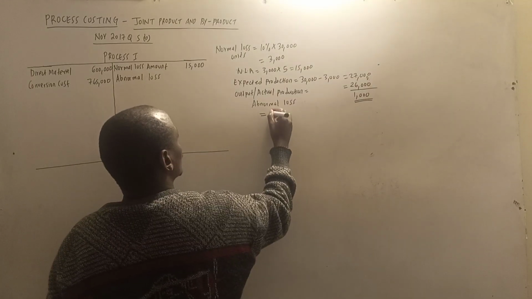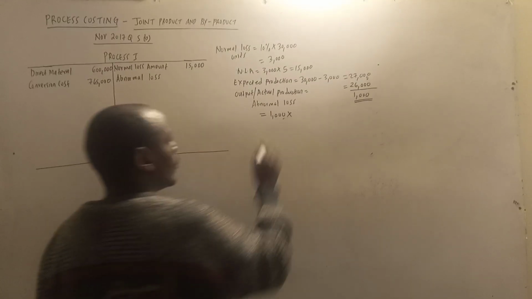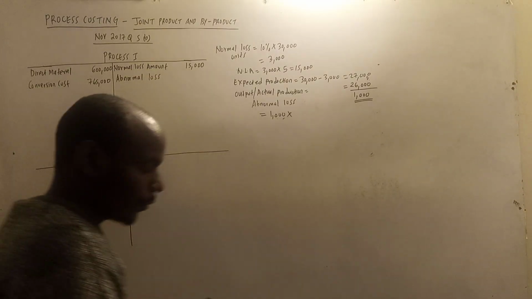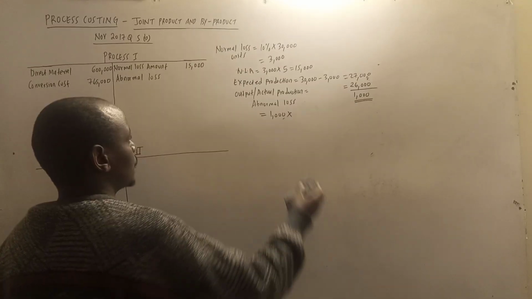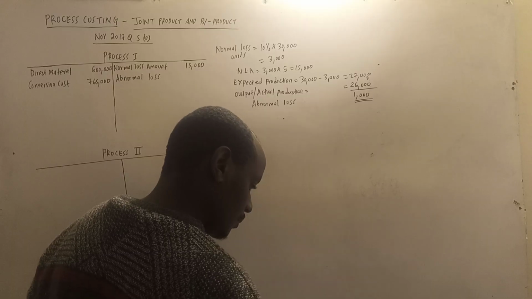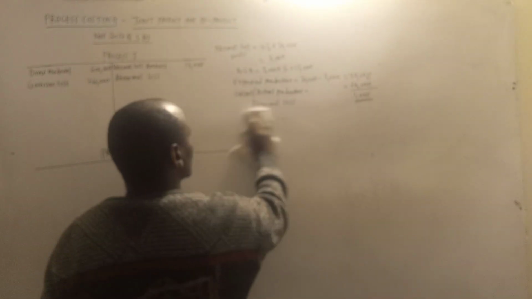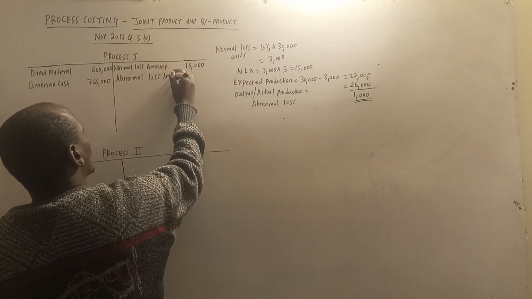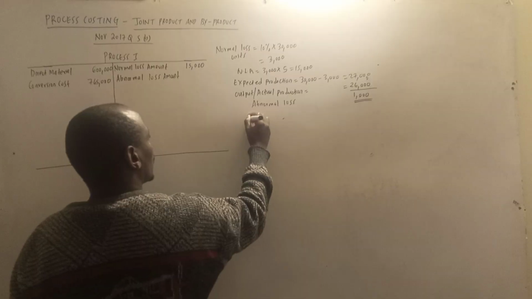So how much will be abnormal loss? 1,000. We multiply with the cost per unit. So that one goes hand in hand with the cost per unit. So we need to compute cost per unit first, before we find the abnormal loss amount.